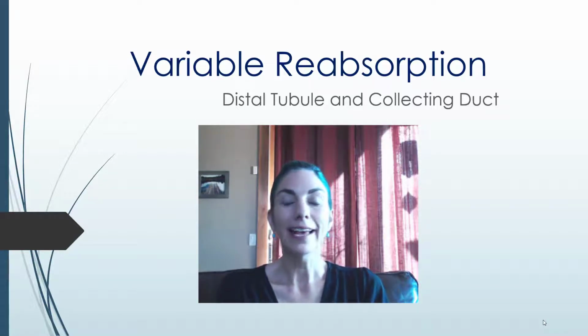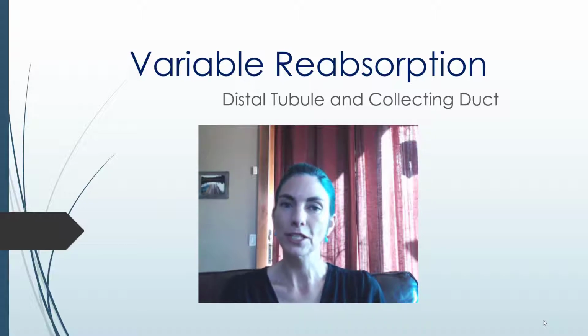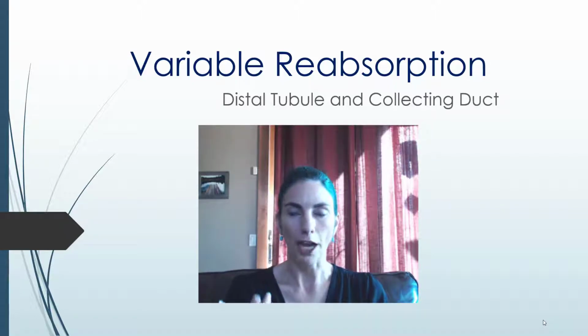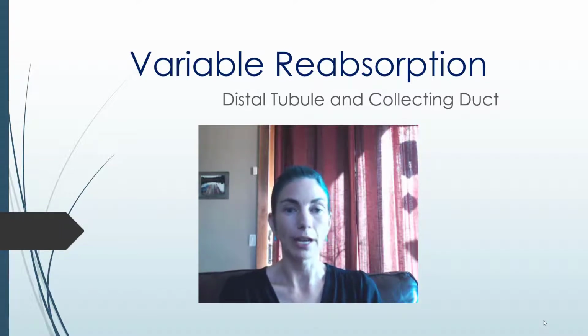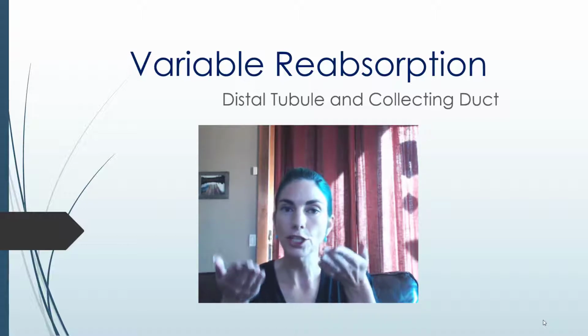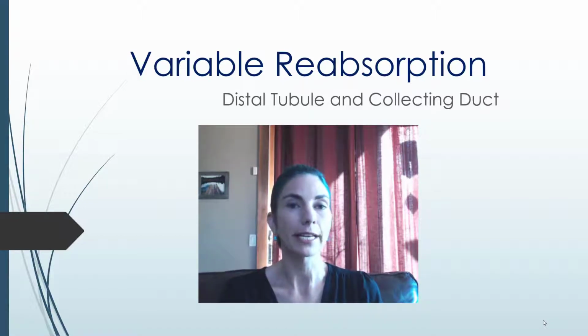All right, let's finish following our filtrate as it moves through the rest of the nephron. We have two segments left in our story, the distal tubule and the collecting duct. One thing that separates these segments from the prior segments, the proximal tubule and the loop of Henle, is that variable reabsorption occurs in the distal tubule and the collecting duct. In other words, I can adjust how much reabsorption of a particular substance I do in the distal tubule and the collecting duct. This is new for us.